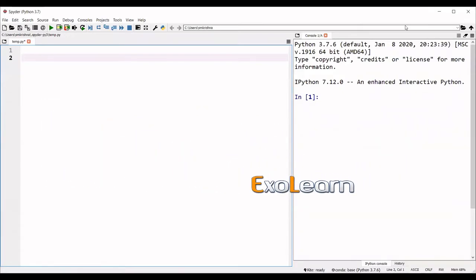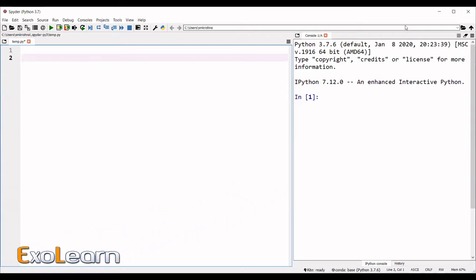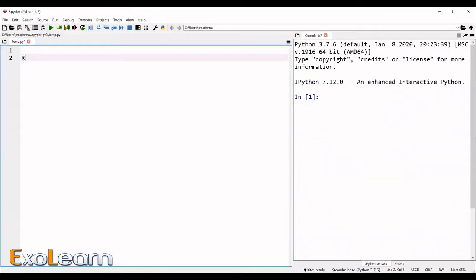I'm the corporate trainer in Perl scripting, Shell and Python scripting. Today I'm going to give a short demo on Python regular expressions. So regular expressions or pattern matching in Python is a very important topic. First of all, let us discuss what is the meaning of a regular expression in Python. What is a regular expression?